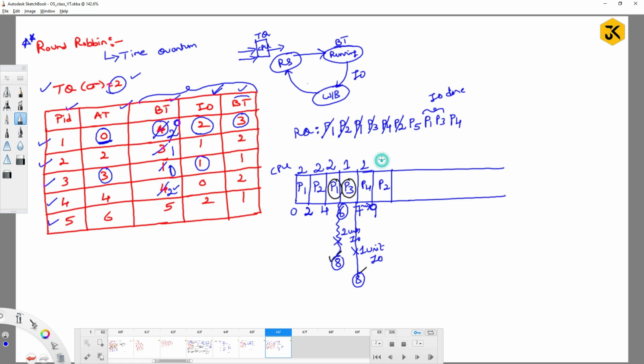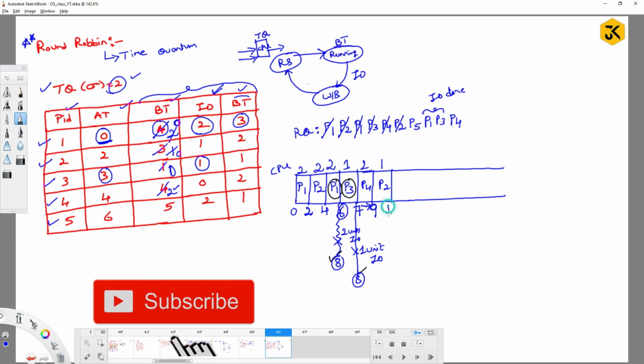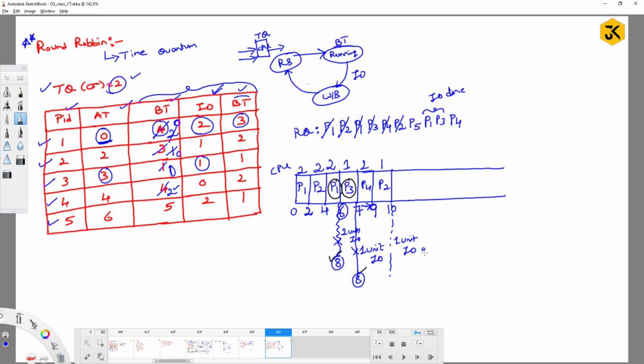When P2 gets the chance, it will be allocated 1 unit of time and finish its turn by 10, right? And it will go for IO operation. How much time for the IO operation? 1 unit of IO operation, which means it will come back to the ready queue by 11 units. Guys, P1 and P3's IO operation is done. Good, right? So next P5 will get the chance.